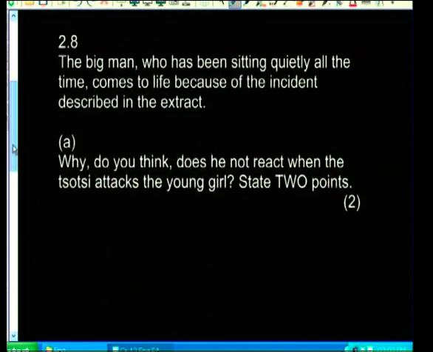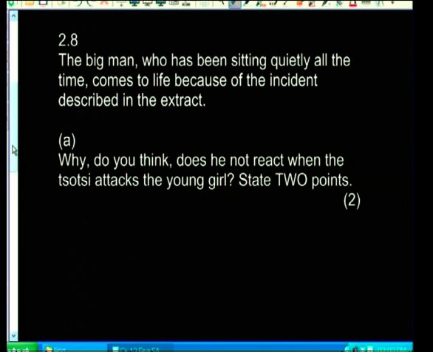The next question here, the big man who has been sitting quietly at the time comes to life because of the incident described in the extract. Why do you think he does not react when the Tsotsi attacks a young girl? State 2 points. Now these points are not mentioned in the story, but you've got to deduce after your reading. You've got to interpret that and formulate an answer based on your interpretation. Not all answers are stated directly in the passage. There are certain answers that you've got to glean from your understanding of the entire story, or the story as a whole.